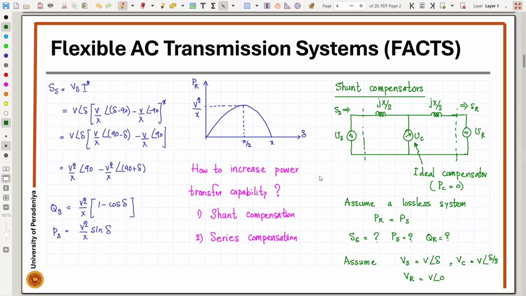So can you find out what would be the sending end active and reactive power, the receiving end active and reactive power, and also the power delivered by the compensator. So can you quickly work that out? I'll give 10 minutes for you to derive the values and equations.